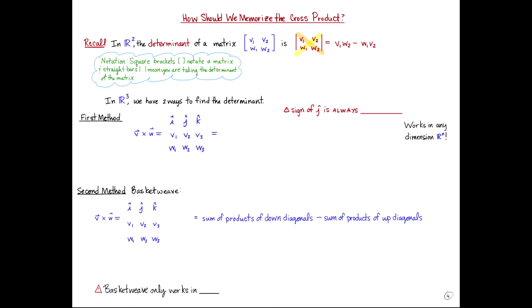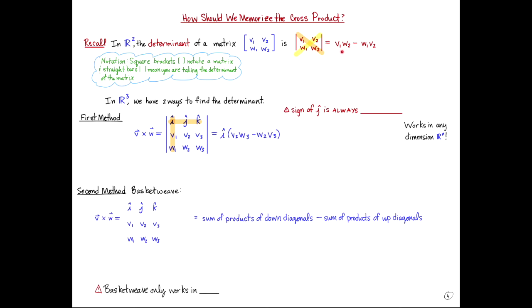The first way uses the same idea as in R2, but we scale it up to R3. Since we're looking for the determinant, I'll put our matrix inside the straight bars. To find the i component, you cross out the row that i is in, and you cross out the column that i is in. And then you're left with a smaller 2 by 2 matrix, which we know how to take the determinant of. Multiplying that by i, we have V2 times W3, the product of our down diagonals, minus W2 times V3, the product of our up diagonals.